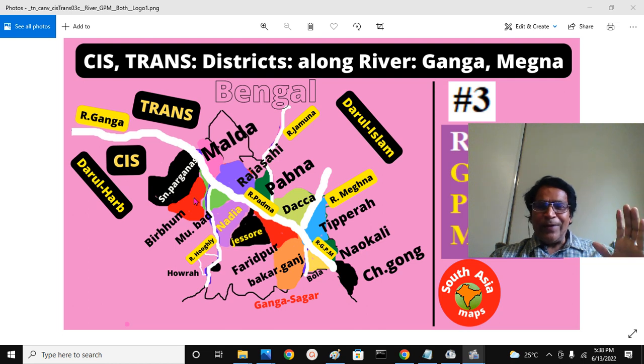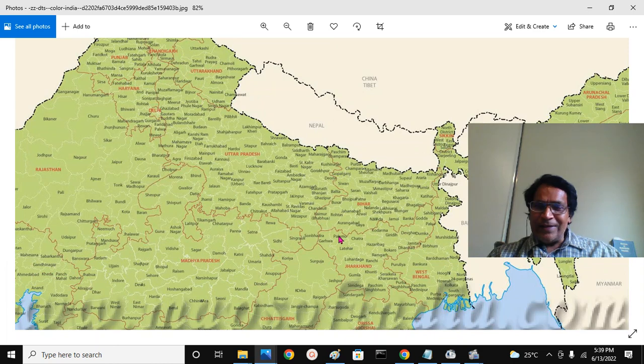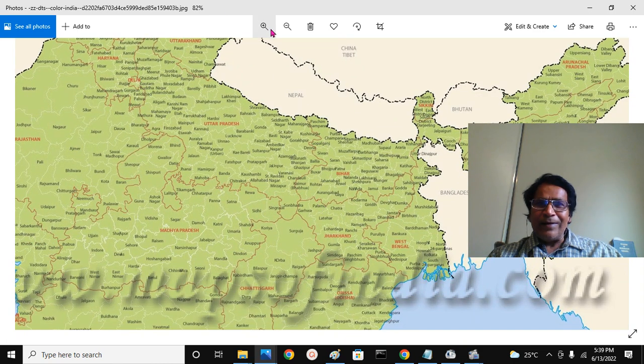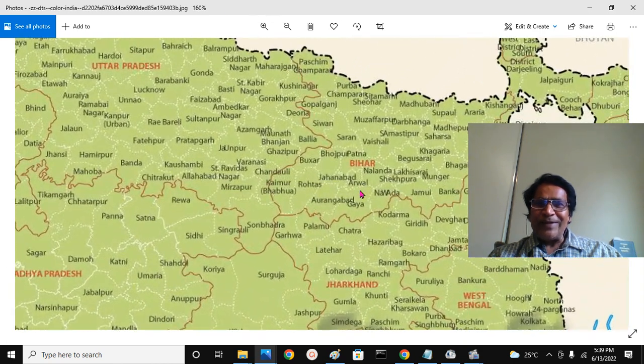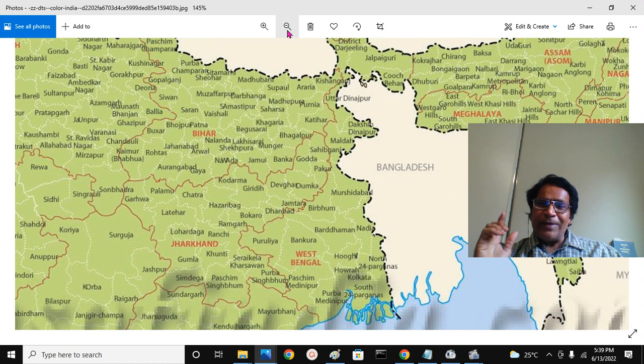Here I will give you the comparative outlook, a bird's eye view of the cis districts and trans districts together along the river Ganga and Meghna. When you look at a general districts map, you will get a lot of information about the districts, but it will not tell you about the natural and geographical features, the landmarks that shape the history, society and culture.